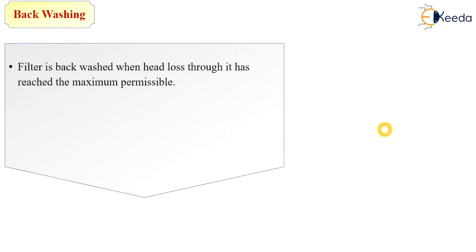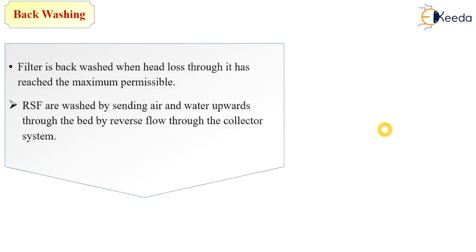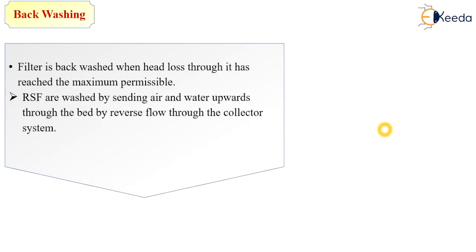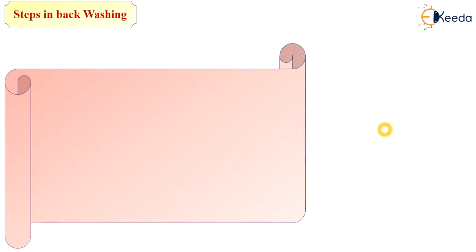What is backwashing? The filter is backwashed when head loss through it has reached the maximum permissible limit. The rapid sand filters are washed by sending air and water upward through the bed by reverse flow through the collector system. So 2% to 4% filtered water is used for backwashing. So the water required for backwashing is an extra addition of water requirement in the design of a rapid sand filter.